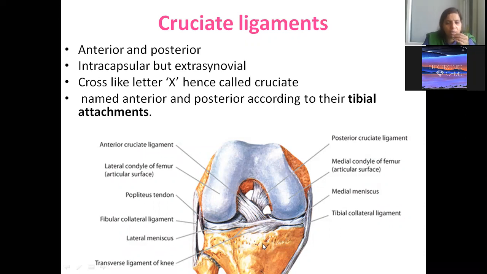Okay. Now, what are the various cruciate ligaments we have? Anterior and posterior. So they just look like this. They are inside the capsule, but outside the synovial membrane. That's why you call it intracapsular, but extrasynovial. They just cross like the letter X. That's why they are called cruciate. Now, based on their attachments, if they are seen in front, you call them the anterior cruciate ligament. If you see from behind, you call it the posterior cruciate ligament.